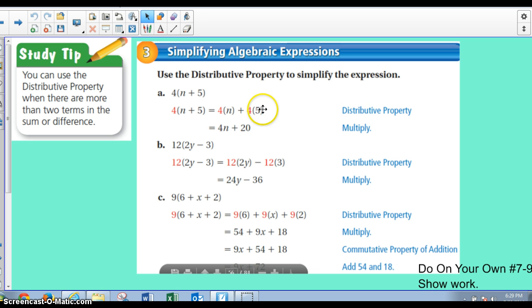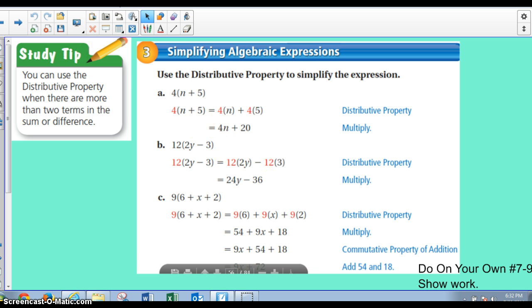You use the distributive property when you set it up like this. B, 12 times 2y minus 3. Written out right here. You're going to split it into the distributive property, and you're going to get 12 times 2y minus 12 times 3. It is the distributive property. And we come up with 24y minus 36.